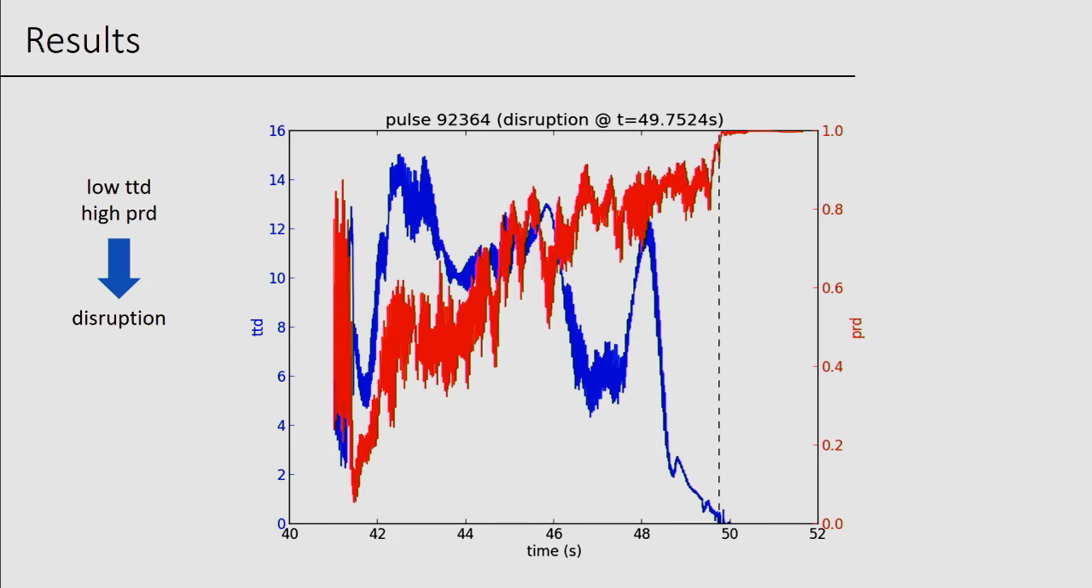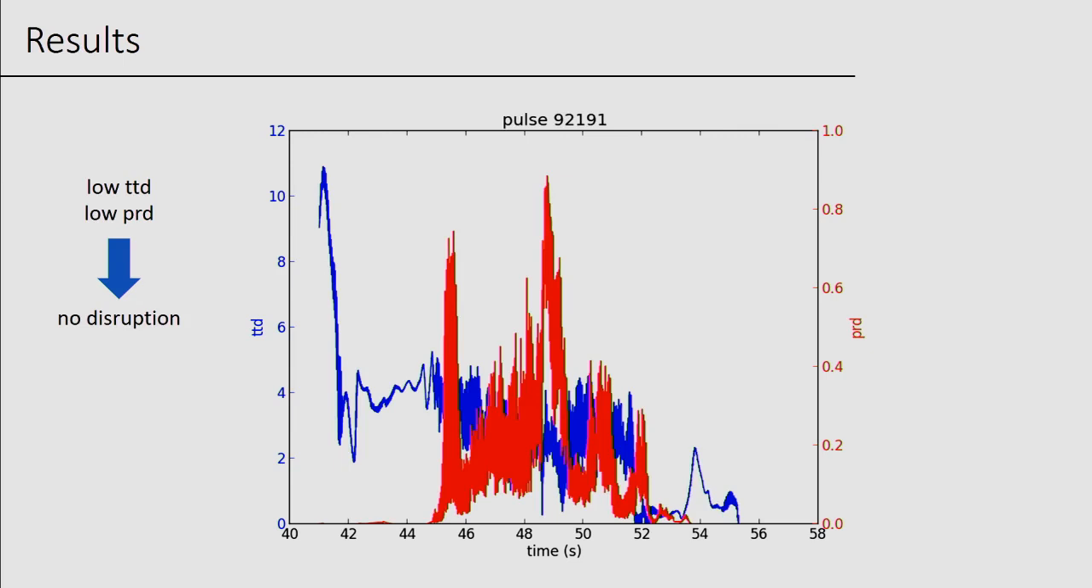From our experience, it's not enough to consider one of these separately. We must consider the two of them. Okay? So we get the best results when the probability has surpassed a certain probability threshold, and when the time has gone below a certain threshold. When both conditions are true, then that's the perfect time to trigger an alarm and try to avoid the disruption.